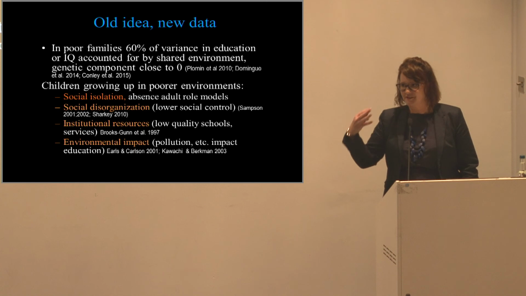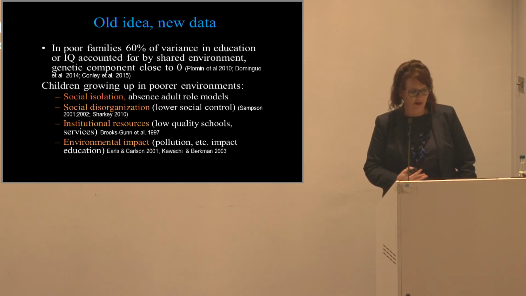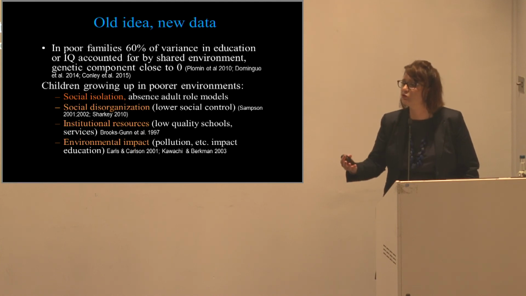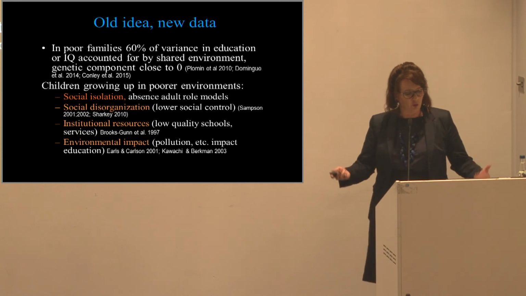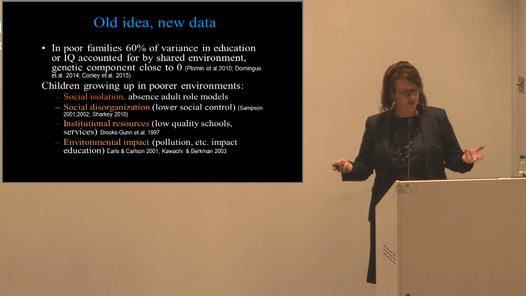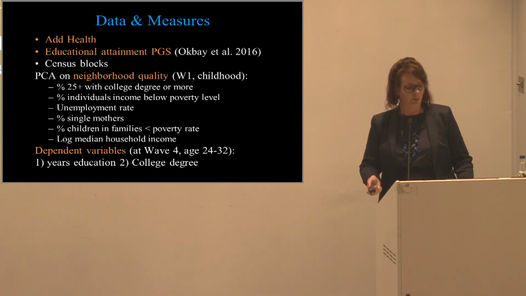As a sociologist, we're constantly theorizing about these things. And we know that the mechanisms are social isolation, often no adult role models or disorganization, lower social control for your homework, lower quality schools, but even pollution or noise, and all of these things can influence. So those could be some of the mechanisms that could be operating.